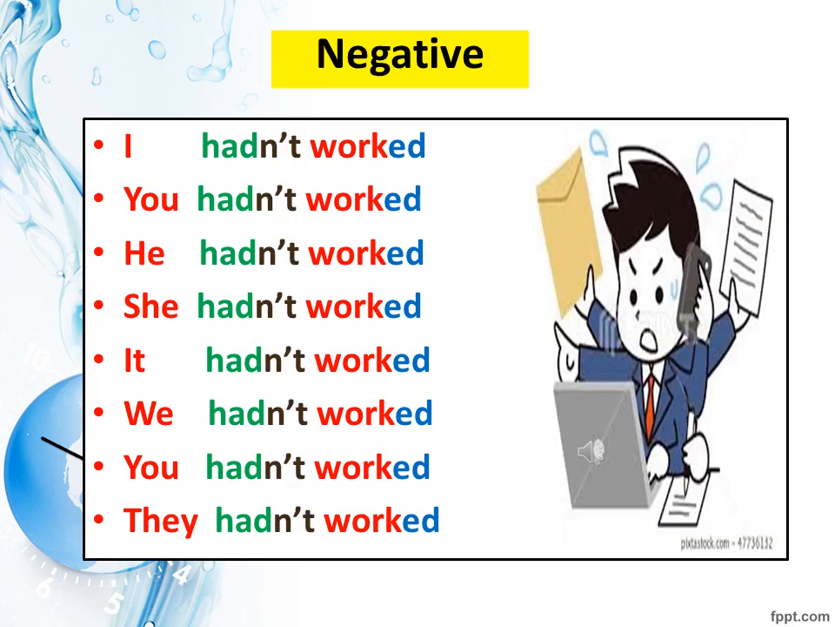Now let's see the negative, نفي. So I hadn't worked, you hadn't worked, he hadn't worked, she hadn't worked, it hadn't worked, we hadn't worked, you hadn't worked, they hadn't worked. So notice here it's again the same story. Hadn't worked, it's repeated with all subject pronouns. نفس الفورم hadn't worked يعني كتعاود مع جميع subjects pronouns.